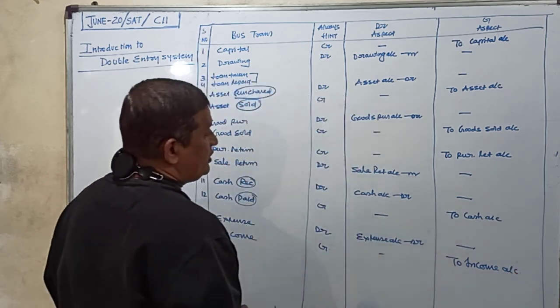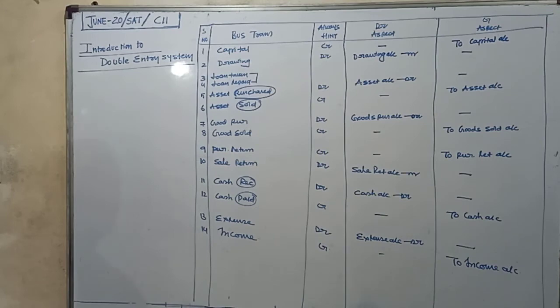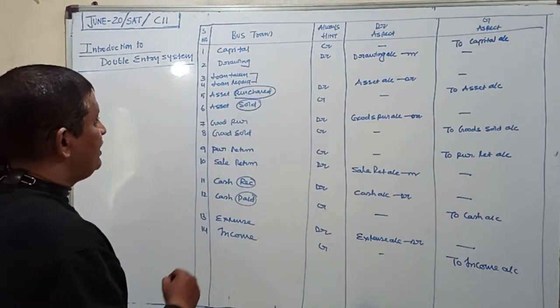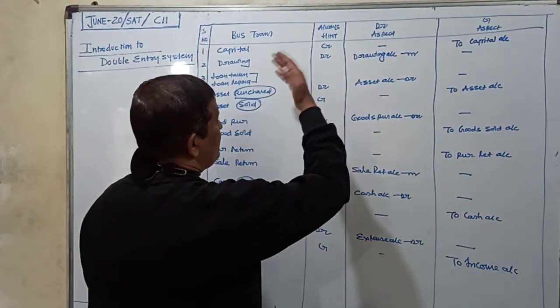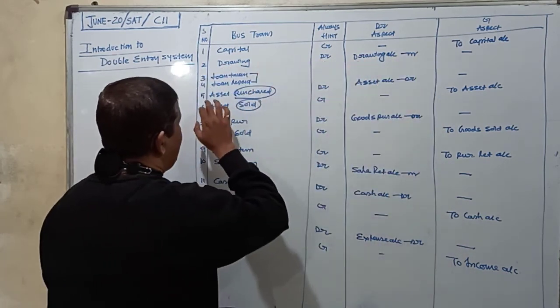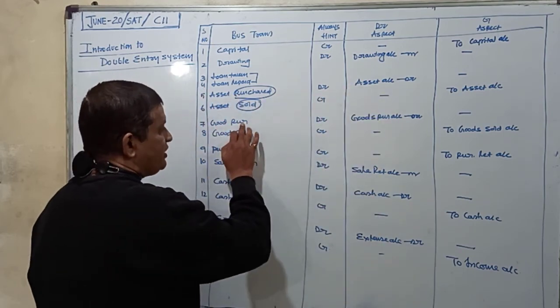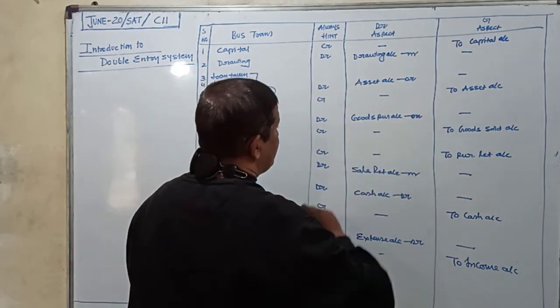So with this, I hope the understanding is clear with regard to the double entry. Simple. If an account is debited, just write debit after the account. Drawing is always debit, drawing account debit. Asset purchase is always debit, asset account debit. Goods purchase always debit, so goods purchase account debit.